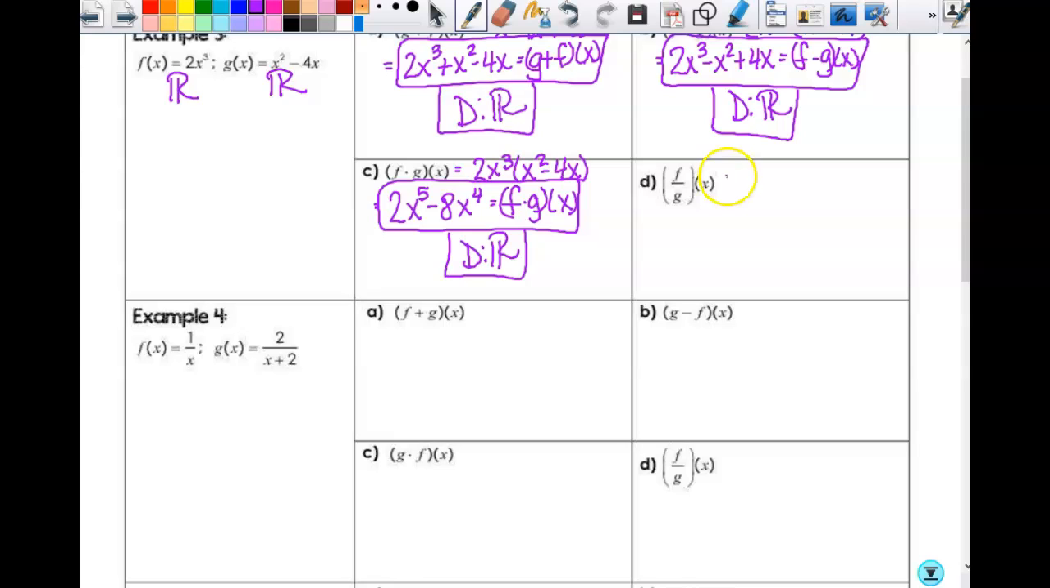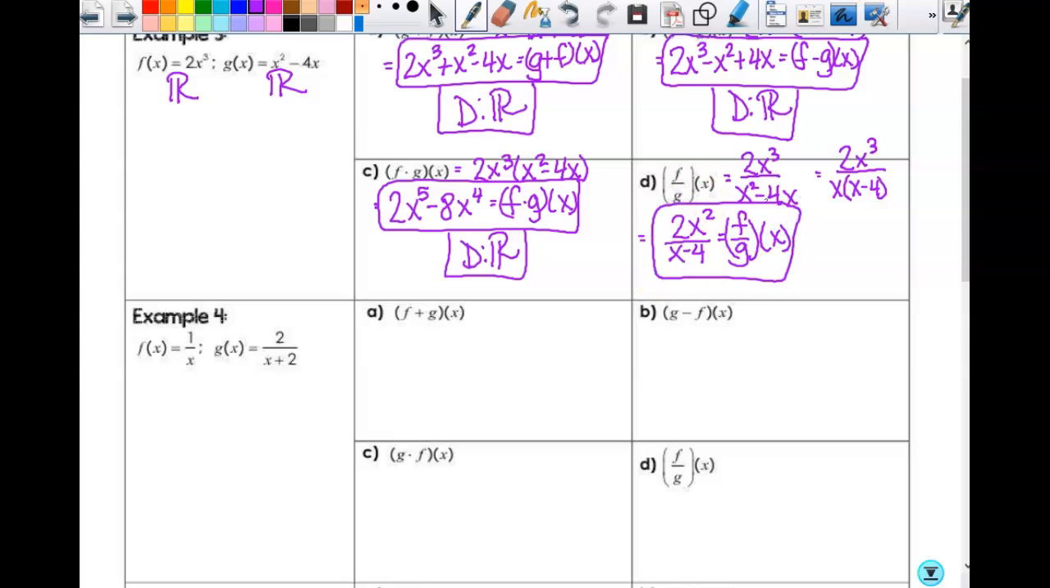Then on D, I'm dividing f, which is 2x cubed, over g, which is x squared minus 4x. Am I going to be able to reduce anything? Yes. In the numerator, I have 2x cubed. I factor out an x in the denominator. You get x minus 4. And then I can reduce them both by x. So I'm left with 2x squared over x minus 4. And that is equal to f over g of x.